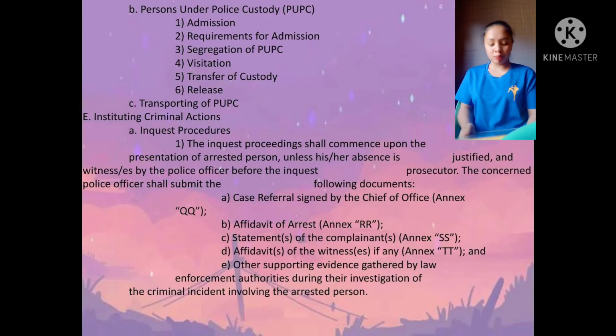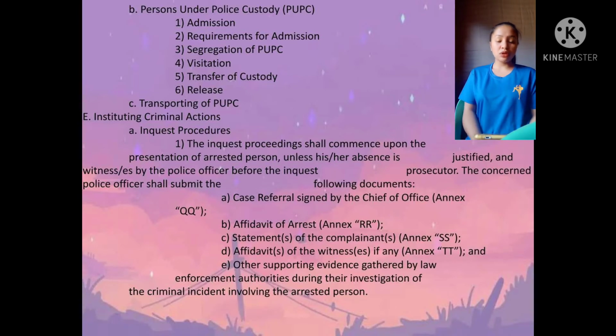The person under police custody must be properly escorted and handcuffed at all times and seated in the vehicle in a manner that prevents his or her escape and denies him or her the opportunity to endanger the lives of PNP personnel. Female persons under police custody shall be escorted by a policewoman.